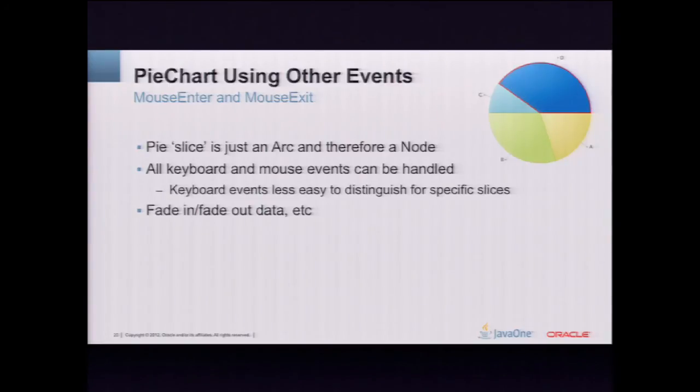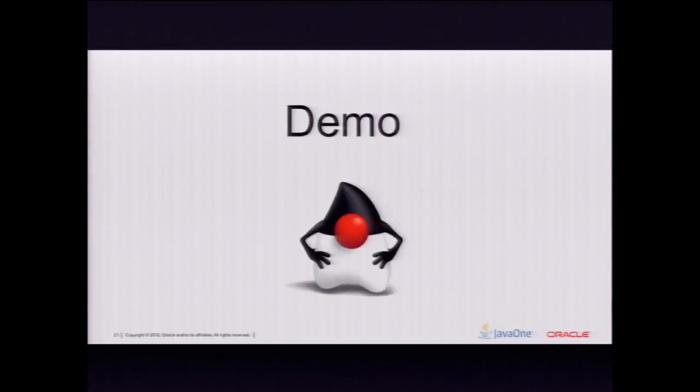Obviously, if you want to have keyboard events associated with a particular piece of the pie, that's a little bit harder because you've got to get focus, if you like, for that particular node. But in theory, if you want to do a little bit of conditional code, then you could certainly make that work reasonably easily. So let's have a quick look at a demo of this.